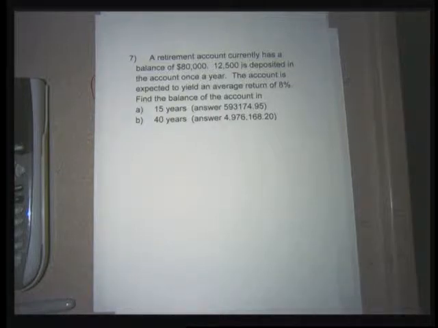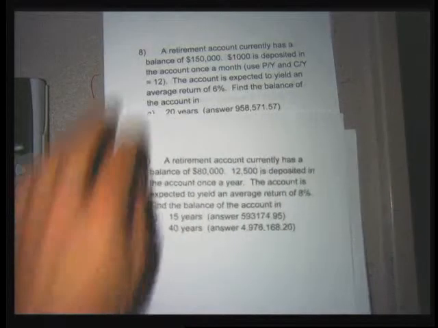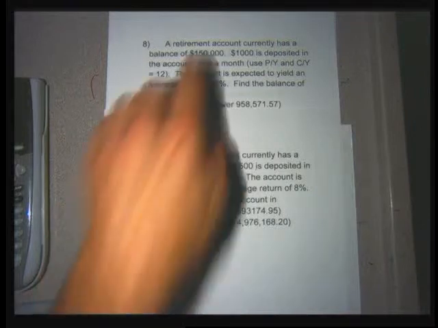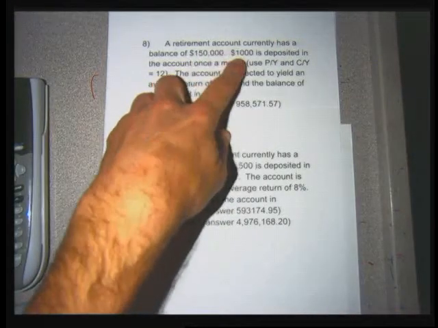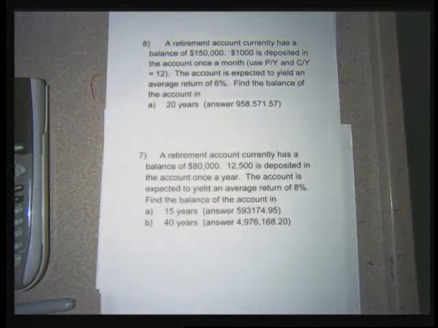Numbers 7 and 8 work tightly together. They're really not any different than problems 5 and 6. The scenario is the same. Both problem 7 and problem 8 have me deposit money in an account that I already have some money in, and I'm making deposits. There are subtle differences between 7 and 8.